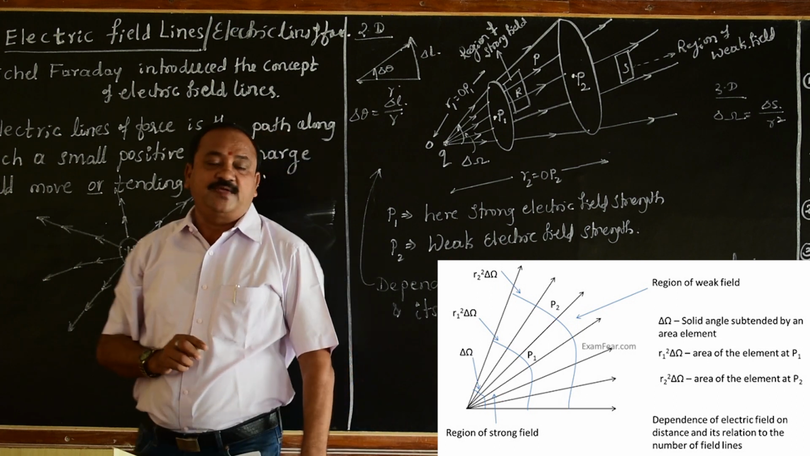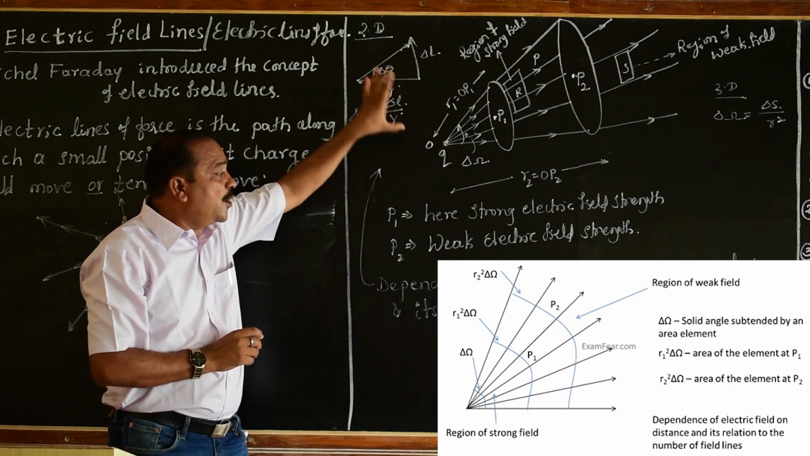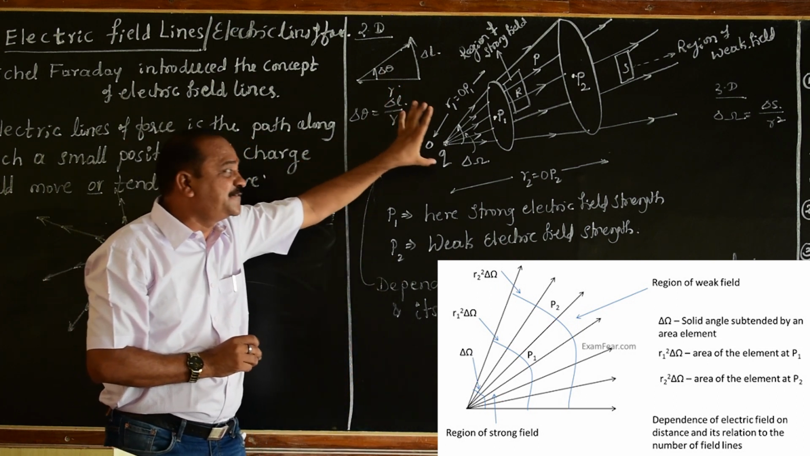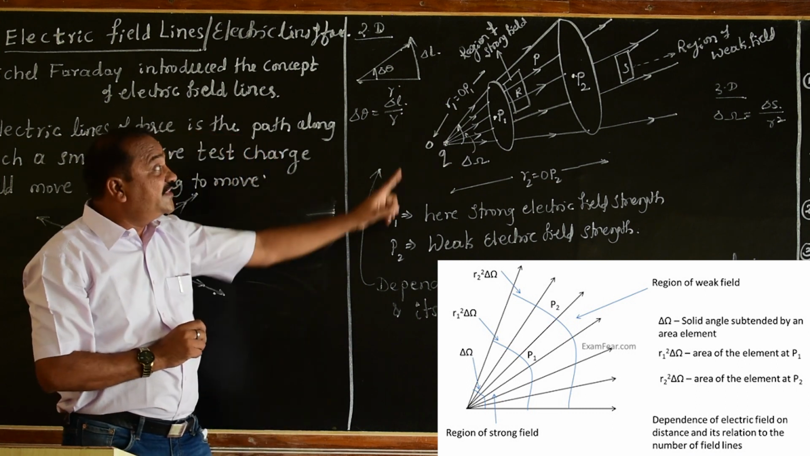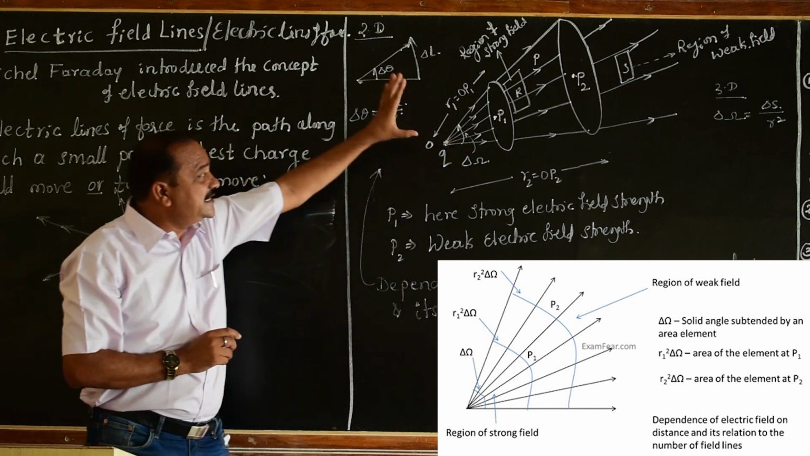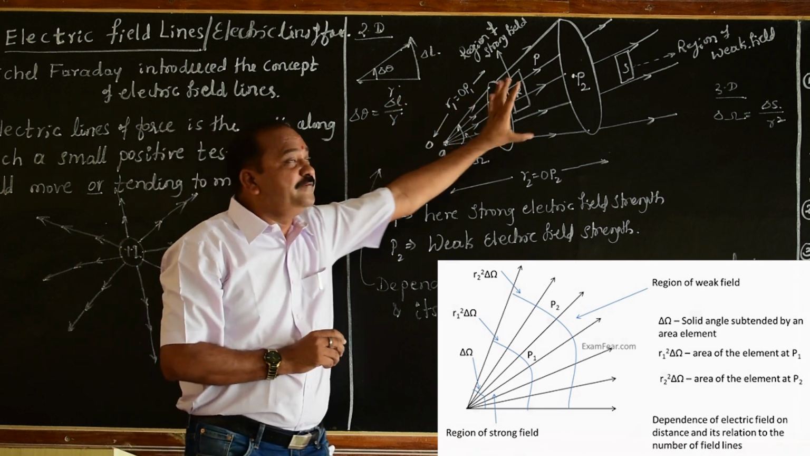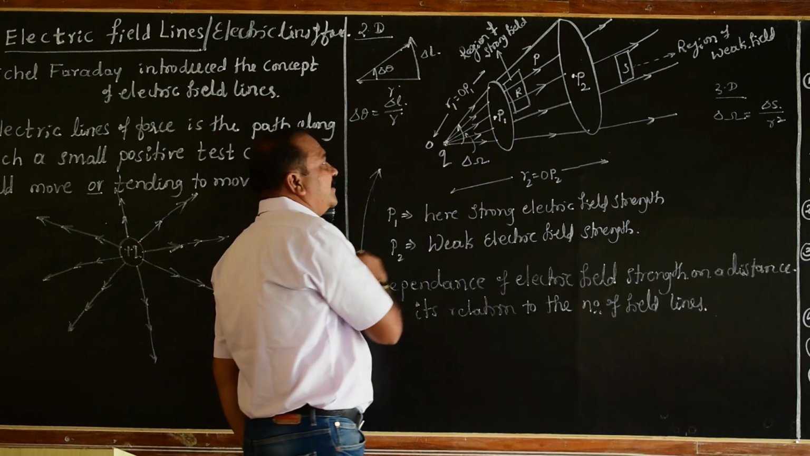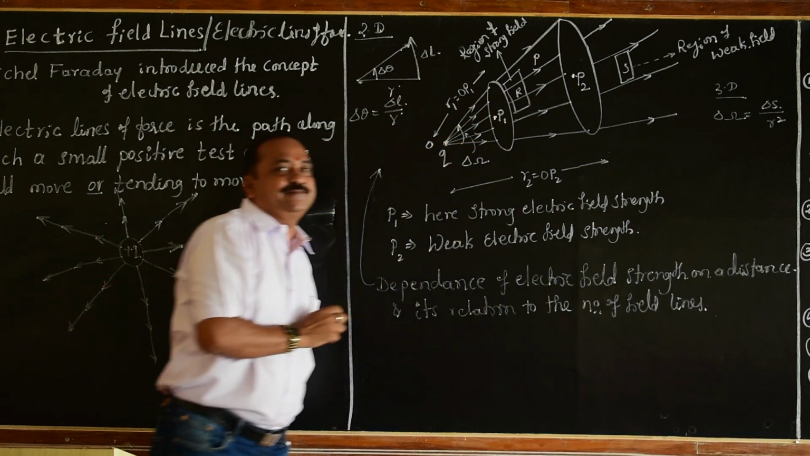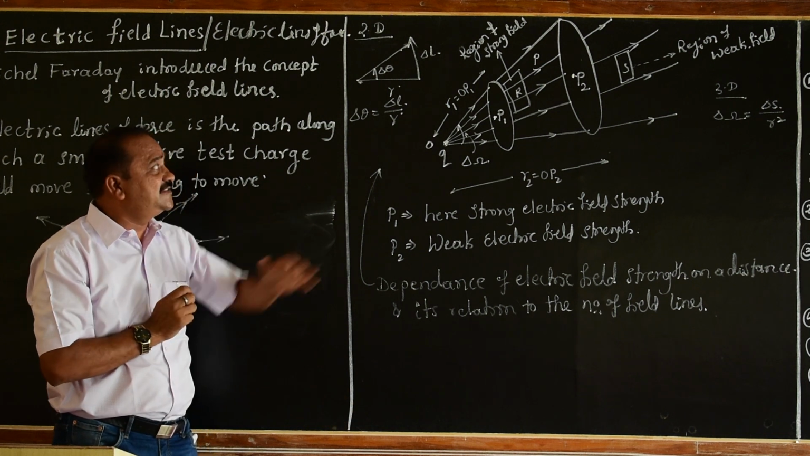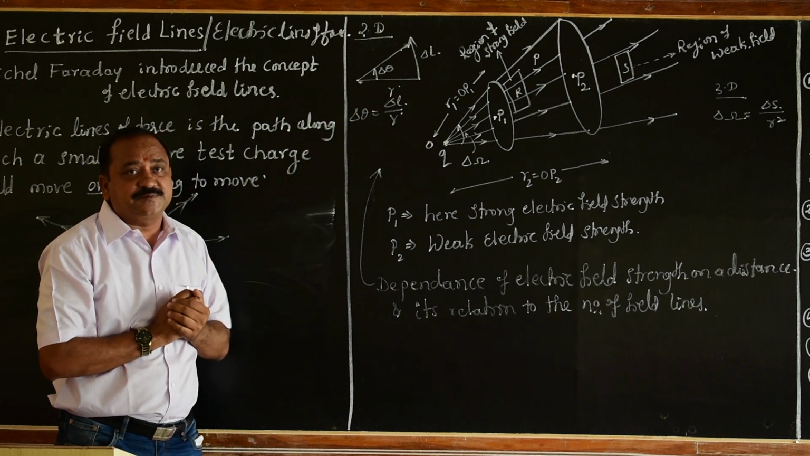Of course, this is how the electric field strength depends on the distance and also on the number of field lines. In this case, this is a charge. For example, you may be able to analyze this particular concept.